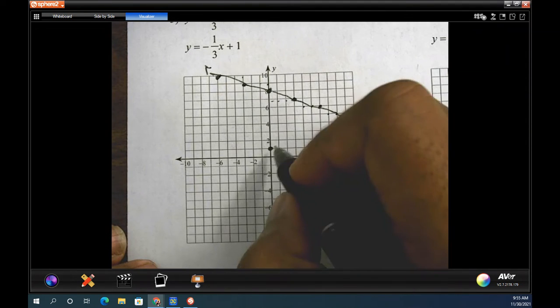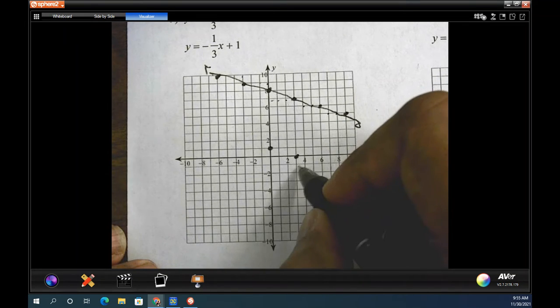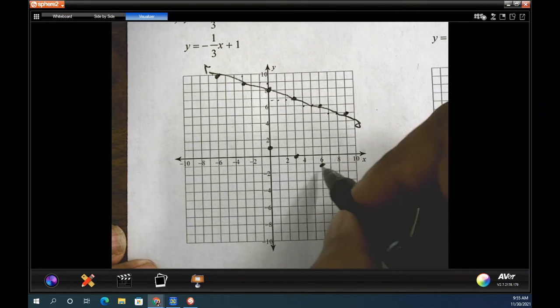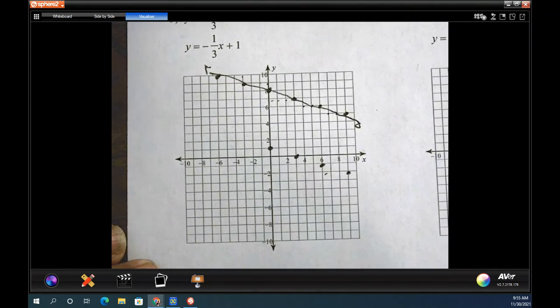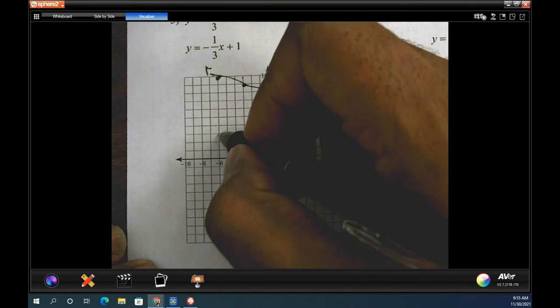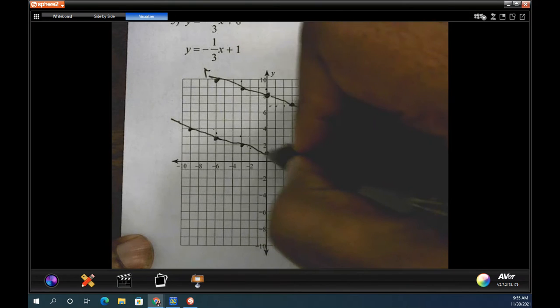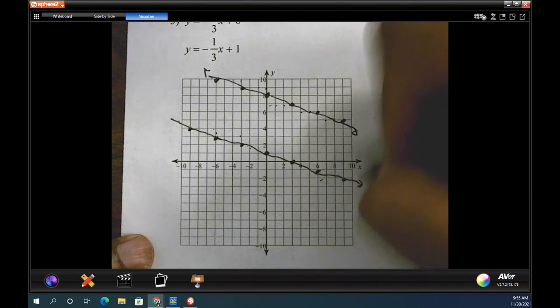Now, we go to 0, 1. Slope's the same. Down 1, right 3. Down 1, right 3. Or we can go up 1, left 3. Up 1, left 3. Now, do these 2 lines intersect? So what's the answer since they don't? No solution, because they don't intersect.